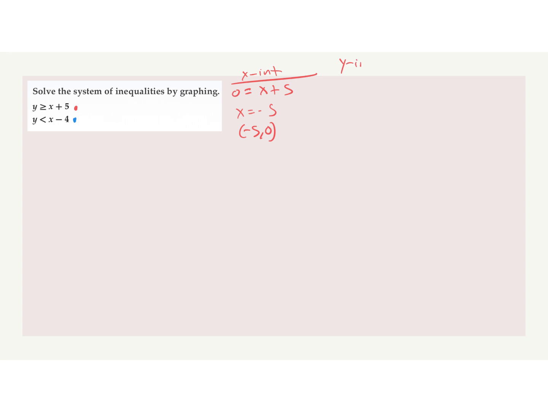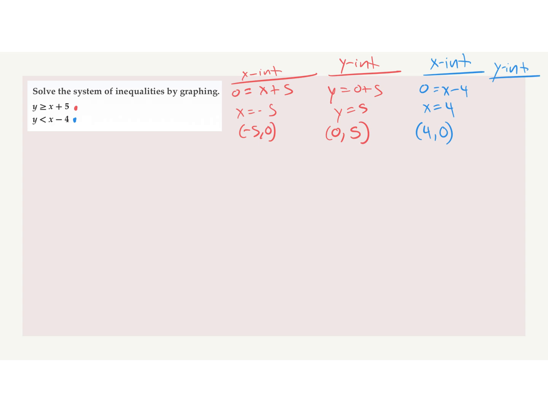And our y-intercept is going to equal, x is equal to 0, y is equal to 5, so it's going to be 0, 5. Now for the blue one, I'm going to do the exact same thing, just find the intercepts. The 0 equals x minus 4, so x is equal to 4. So our intercept for the blue is 4, 0. And then our y-intercept is going to be, again, just plugging in stuff. Y is equal to -4. So you get 0, -4.